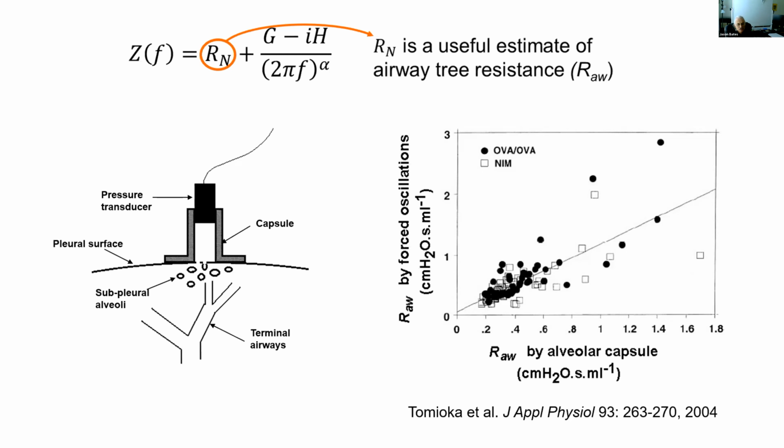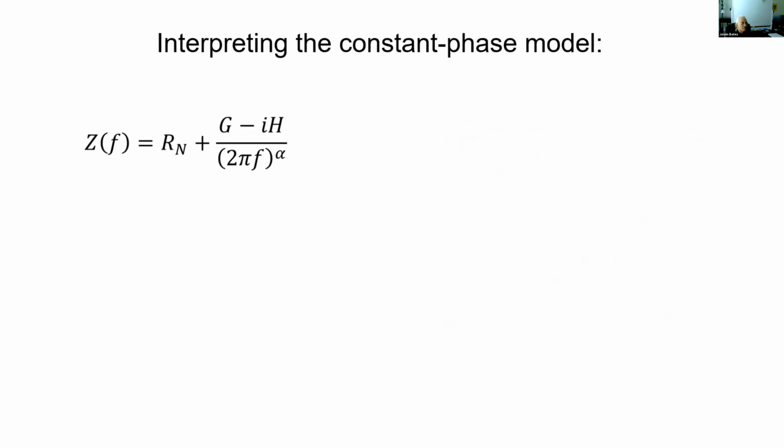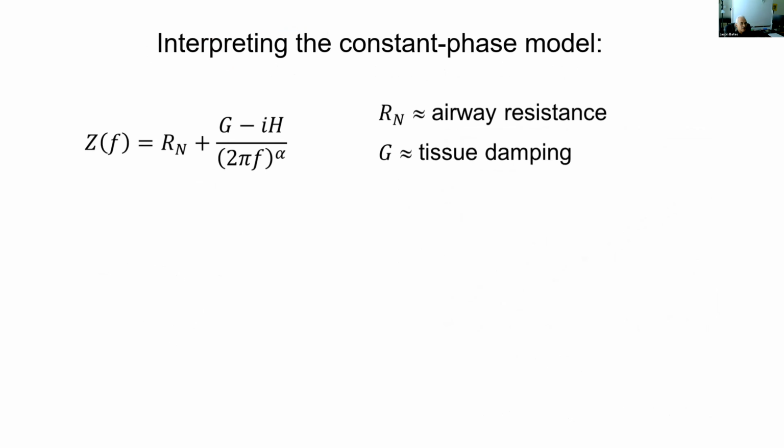And that's important because there's a lot of resistance associated with movements of the tissue as well. They are viscoelastic and dissipate energy. So when we fit the constant phase model to a measurement of impedance in a mouse, we get an estimate of airway resistance.